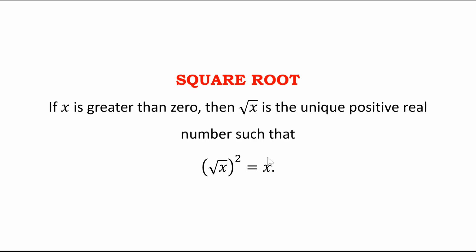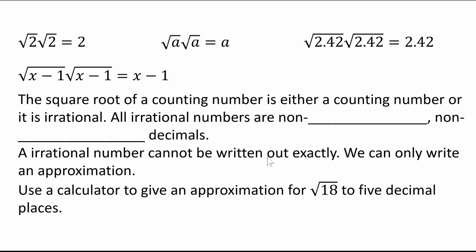Here's where that definition is really going to come into play, looking at these situations. The square root of 2, for example, is the number that you multiply by itself to get 2. So the square root of 2 times the square root of 2 is 2, because that's what square root means. The square root of a is the number you multiply by itself to get a. So the square root of a times the square root of a is a. The square root of 2.42 times the square root of 2.42 is 2.42. That's what square root means.